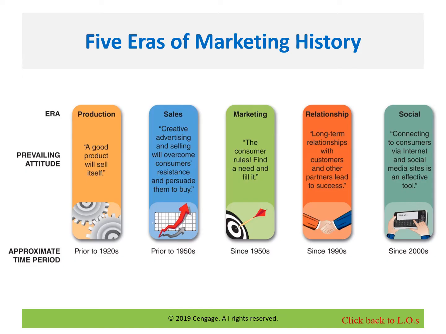The next is the marketing era, where businesses realize that hard selling is not the key. Rather, the consumer rules. Find out what the customer needs and fulfill that need. The relationship era believes that long-term relationships with customers and other partners and stakeholders lead to success in business. And currently, we are in the social era where connecting to consumers via the internet and social media sites is an effective tool for long-term success.